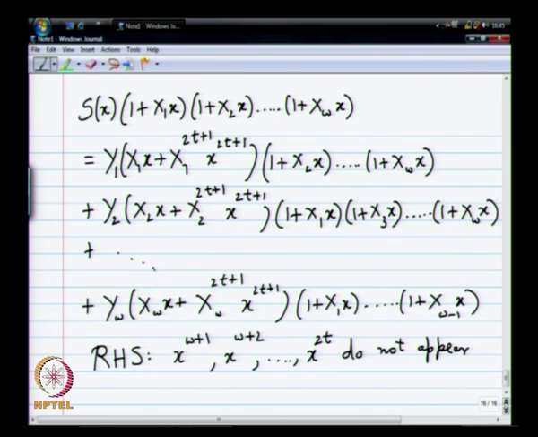Do they appear on the left hand side? Yeah, they do appear. So you could equate them to 0, and that will give you slightly different kind of equations, but the question is, do they give you linear equations? See, I know S of x, I know all the coefficients of S of x, but on the right hand side, multiplying S of x, I have a series of terms. How can I get linear equations?